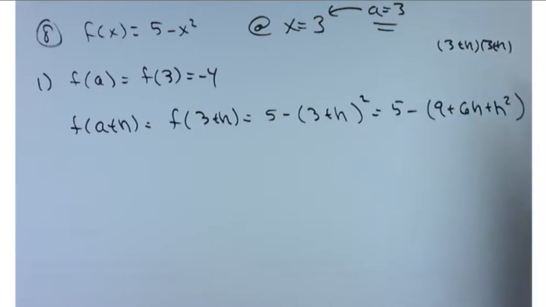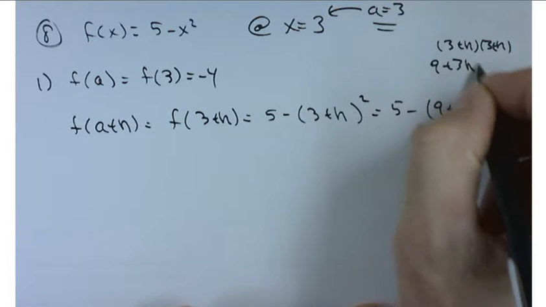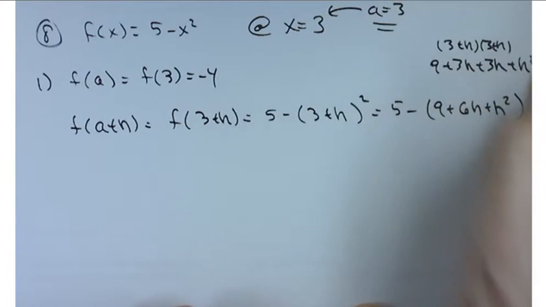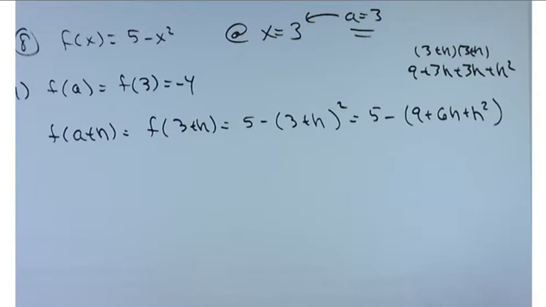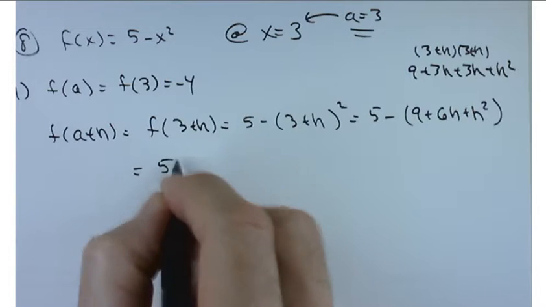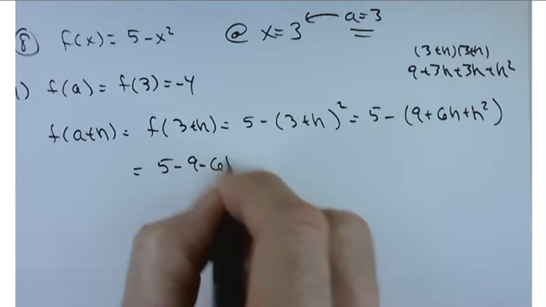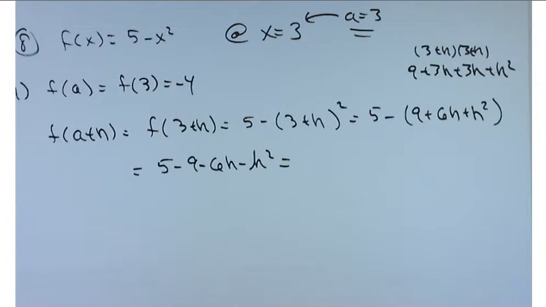You can FOIL it out and get the exact same thing here. 9 plus 3h plus 3h again plus h squared. Combine like terms, and you get the same thing. The important step next is to distribute that negative. 5 minus 9 minus 6h minus h squared. And now there's like terms that we can cancel.